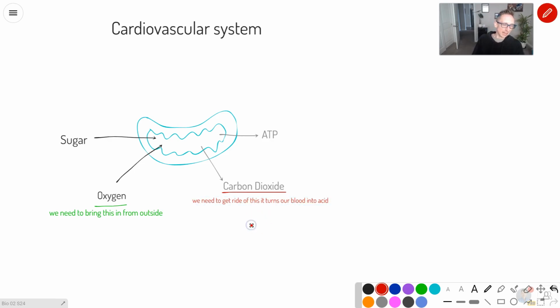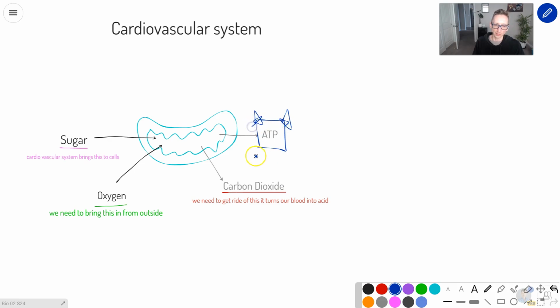All right, this is really the main function of your blood. Your cardiovascular system brings this to cells. It brings both oxygen and sugar to cells so that ultimately we can make this. We need this to stay alive.